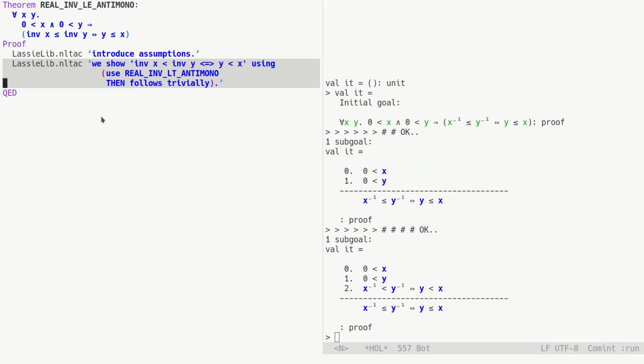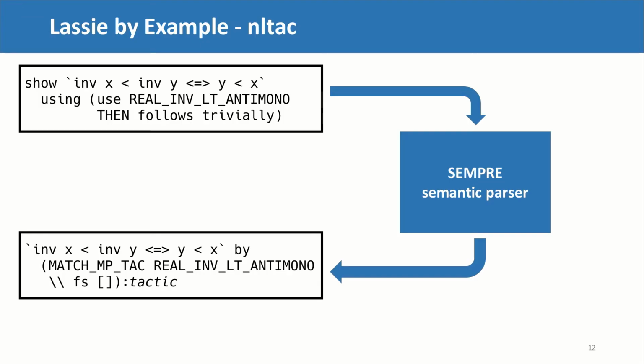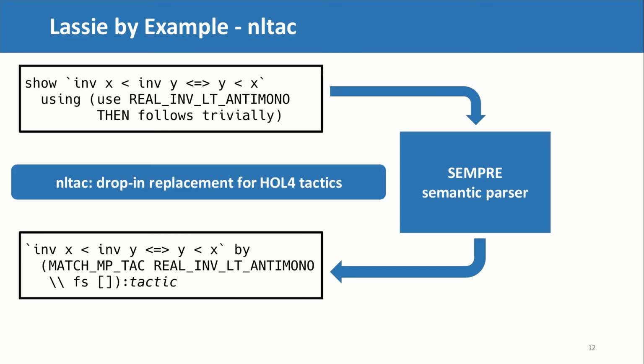Let's take a closer look at how nltac works. So when we give our tactic on the top left of the slide to the Sempre semantic parser, which is used internally by Lassie, what it will do for us when using nltac is translate it into its HOL4 equivalent and apply this tactic to the goal for us. So nltac just acts as a drop-in replacement for HOL4 tactics. Having seen nltac, let's look at nlexplain next.